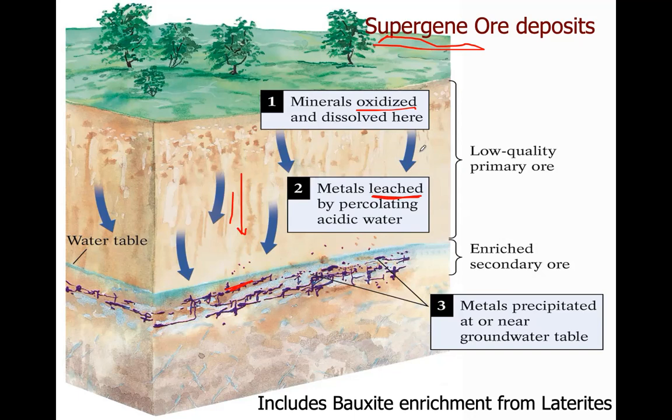So these are secondary processes, right? There is no magma involved here, no tectonic forces, no convection, nothing. Only the climatic or atmospheric conditions, rainfall, such mechanisms helped to leach out these materials from the already existing rocks. Such deposits are called supergene ore deposits, and one example is bauxite. So what is bauxite? Has anybody learned about bauxite?